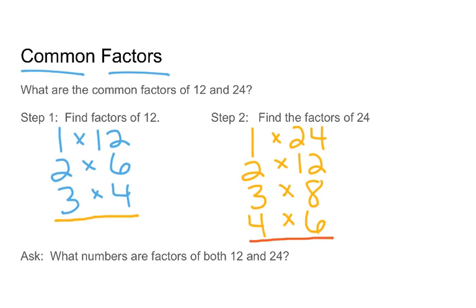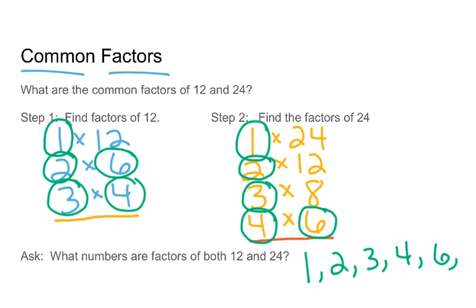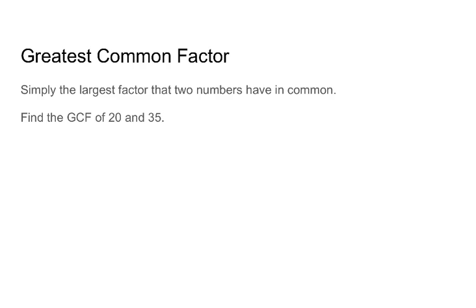So what numbers are factors of both 12 and 24? Well, 1 is a factor of both numbers. 2 is a factor of both numbers. 3 is a factor of both numbers. 4 is a factor of both numbers. 6 is a factor of both numbers. And 12 is a factor of both numbers. So 1, 2, 3, 4, 6, and 12 are common factors between those two numbers. Then the greatest common factor then is simply the largest factor that the two numbers have in common.